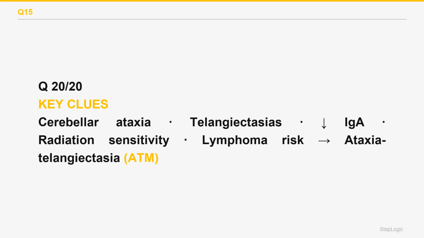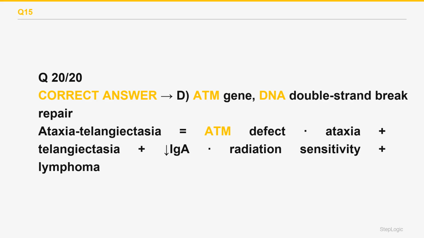cell cycle checkpoints. When it is defective, cells cannot properly repair DNA damage, which explains the heightened sensitivity to ionizing radiation and the markedly increased risk of malignancy, especially lymphomas and leukemias. The classic clinical triad is progressive cerebellar ataxia from Purkinje cell degeneration, oculocutaneous telangiectasias, and immunodeficiency, particularly low IgA, causing recurrent sinopulmonary infections. Alpha-fetoprotein is often elevated. The correct answer is D.